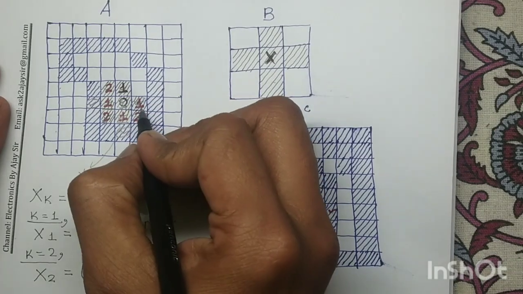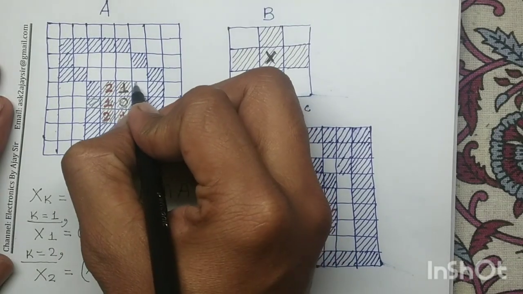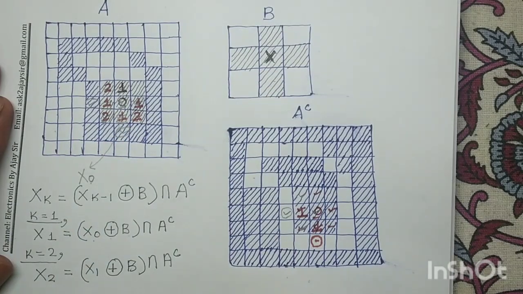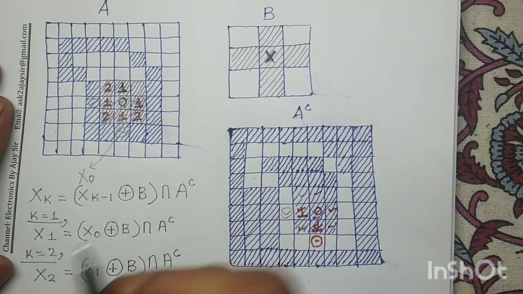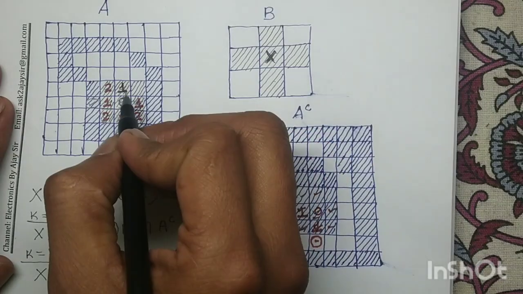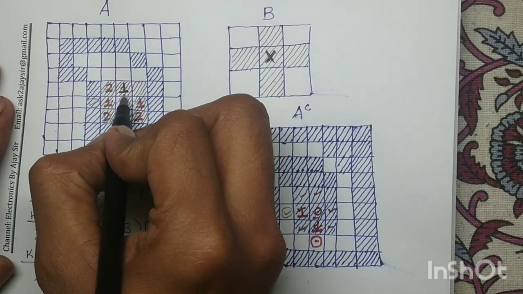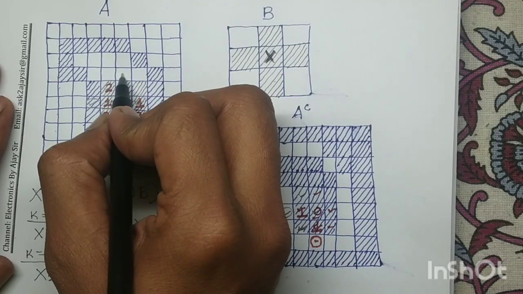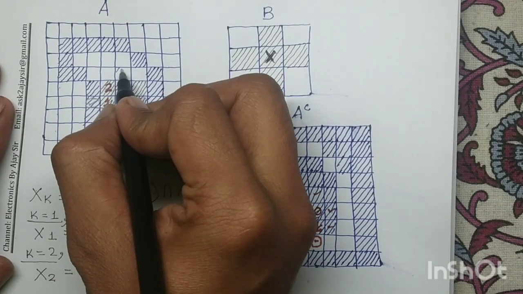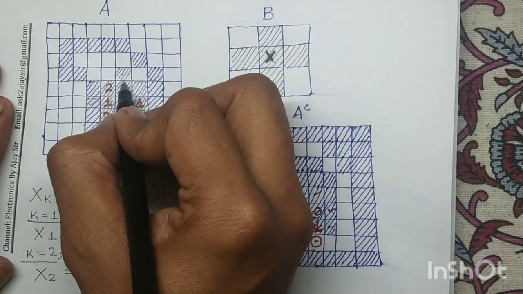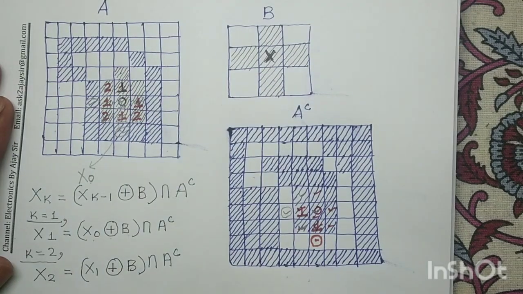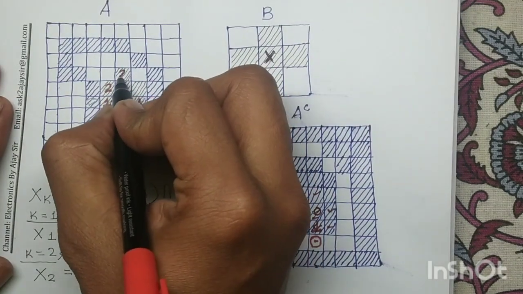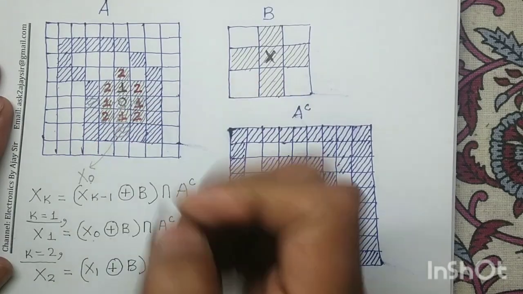Similarly, if you repeat the operation for this pixel, only this pixel will satisfy the intersection condition, and it is part of my second iteration output. And if you repeat the operation for this pixel, only this pixel will satisfy the intersection condition, and this is part of my second iteration output. So let me mark it as x2, and in the image I will write it as 2.